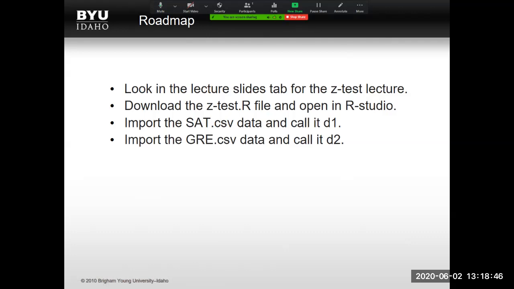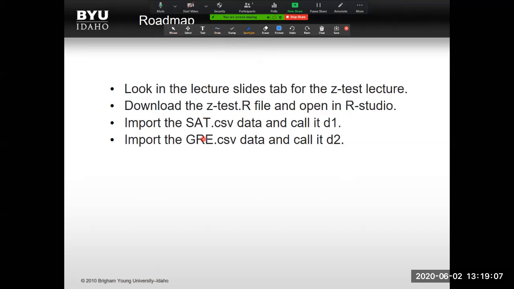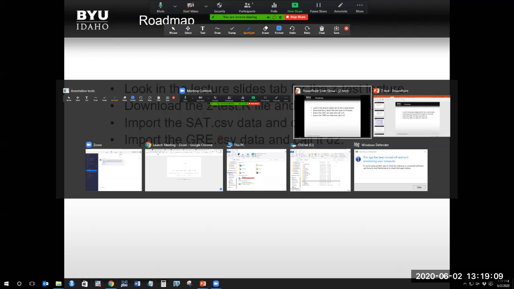So for today, you're going to need this R file, and sorry, I'm going to do the annotate thing so that you can see my mouse. You're going to need the ztest.r file. You're going to need the SAT CSV and the GRE. These are two data sets that I made up, but it's okay. They'll work for our purposes. Let me show you how to find them.